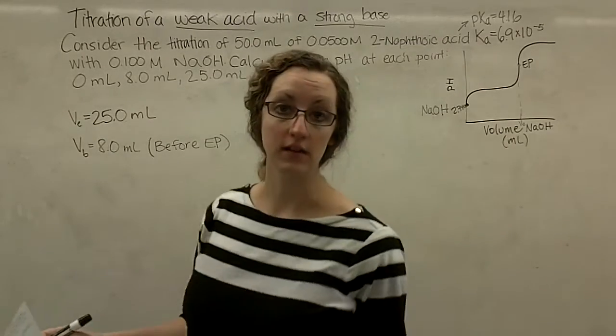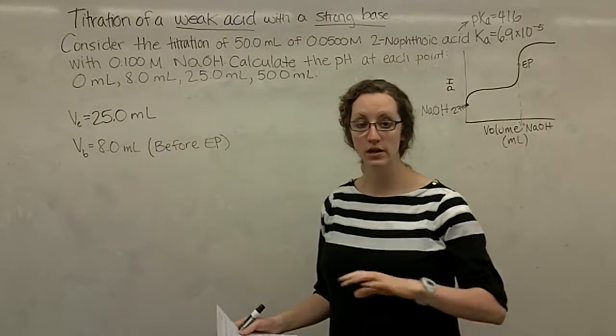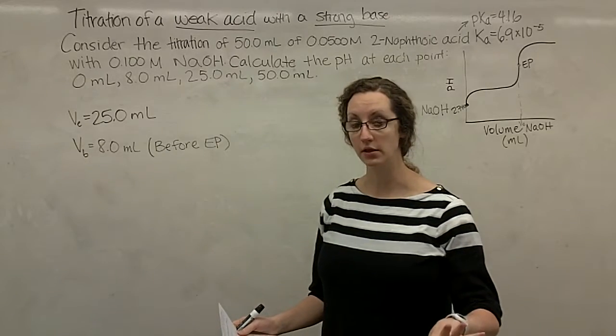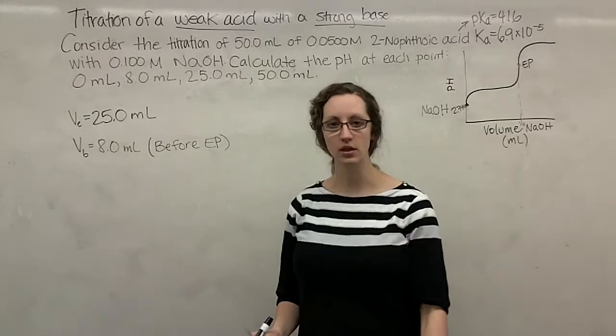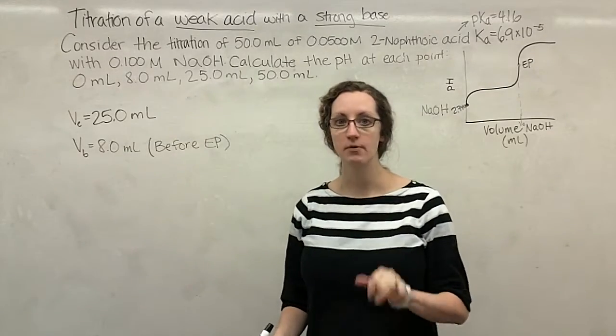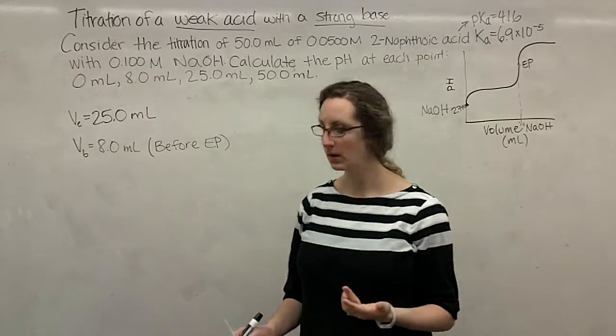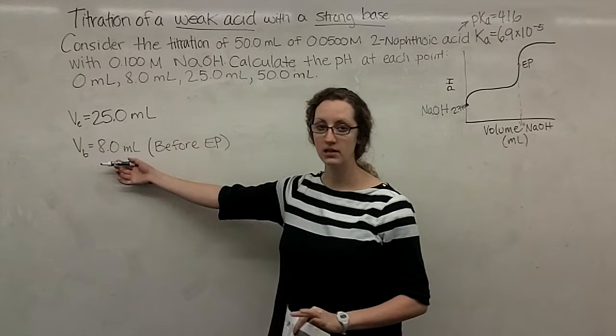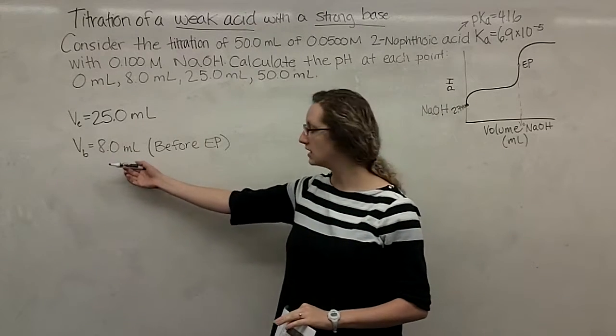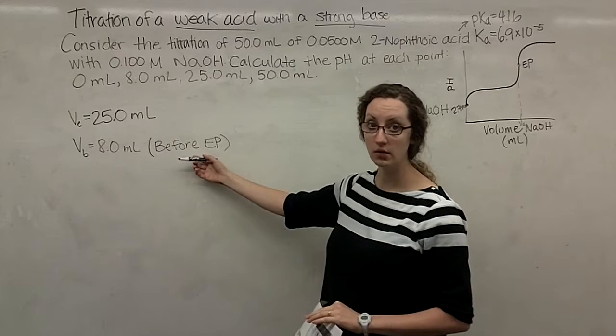Now in this part of the video, we already talked about the initial pH, how we calculate that. Now we want to talk about how we calculate the pH before the equivalence point. For one example, we're just going to look at 8.0 milliliters, and this is before the equivalence point.